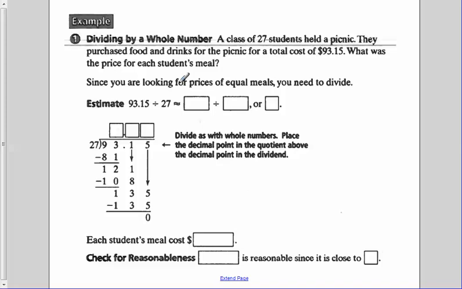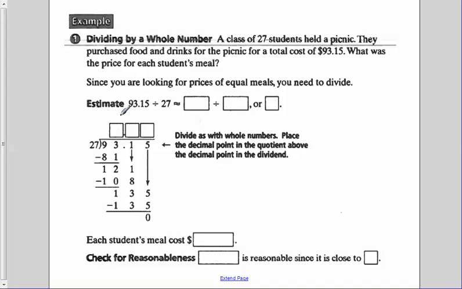Dividing by a whole number. A class of 27 students held a picnic. They purchased food and drink for the picnic for a total cost of $93.15. What was the price of each student's meal? So since we're looking for prices of equal meals, we are going to need to divide.